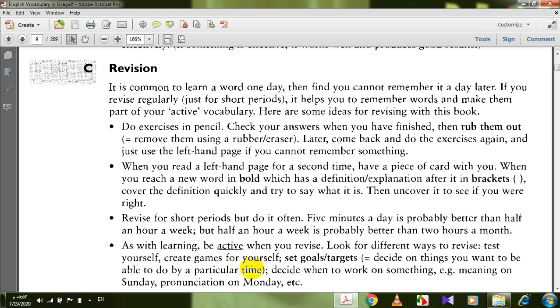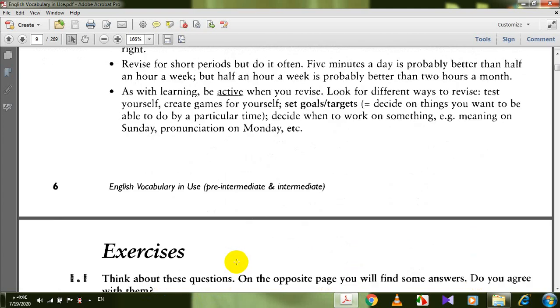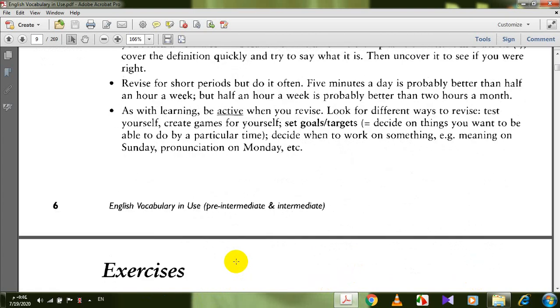Set some goals and try to achieve the goals within the time allotted. This is, decide on things you want to be able to do by a particular time. Decide when to work on something, e.g., meaning on Sunday, pronunciation on Monday, etc. Okay, so this is actually the end of the left-hand page.